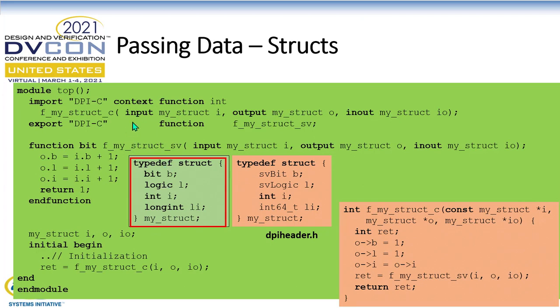What about passing actual structs? So in this case, we have a struct that we've written on the SystemVerilog side here, typedef struct, and it has a B, an L, an I, and a long int in it. And when we generate our DPI header, this is generated code. It generates exactly what the struct is. And we can see a bit is an SV bit, a logic is an SV logic, and so forth. As we get over to our C code, we actually get a pointer to that struct. So we have that struct over in C that we can reference and use. So we can reference the B and the L and the I and the LI.